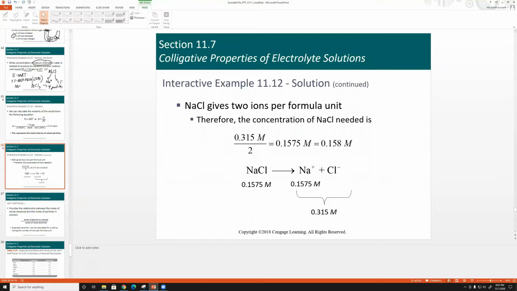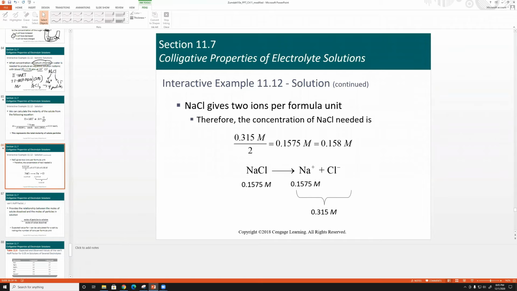So does that make sense? That concept makes sense. The more molality or molarity of particles we have, that directly determines the colligative property value, whether it be the boiling point elevation, freezing point depression, or the osmotic pressure. Any questions on that? All right. So now the finale.